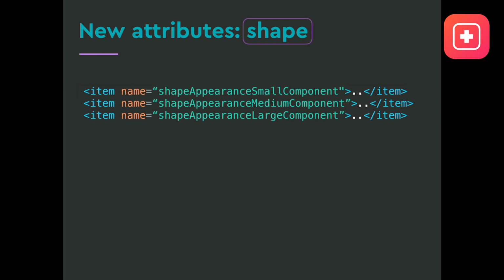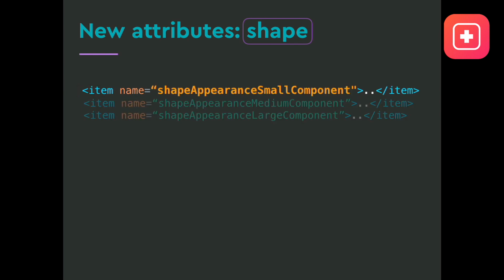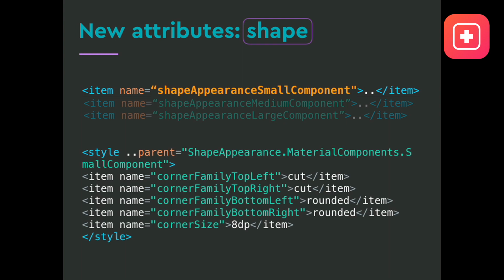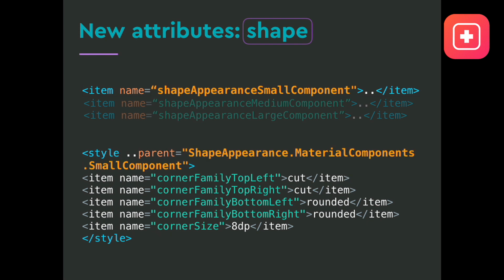And because we only care about buttons and text input layouts in this case, we're only going to set the shape appearance small component. And we want to set it to a style that inherits from the shapeAppearance.MaterialComponents.SmallComponent style. So we need to make sure it inherits from the right style. And when you do this, you can say, OK, I want top left and top right to be cut. I want bottom left, bottom right to be rounded. And I want corner size to be 8dp. And now all the small components in your app will now have the same shape with roughly the same radius.